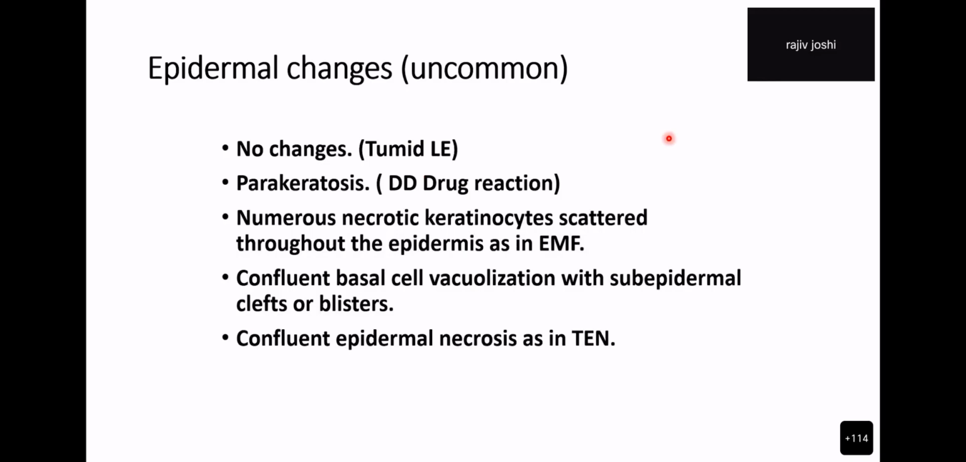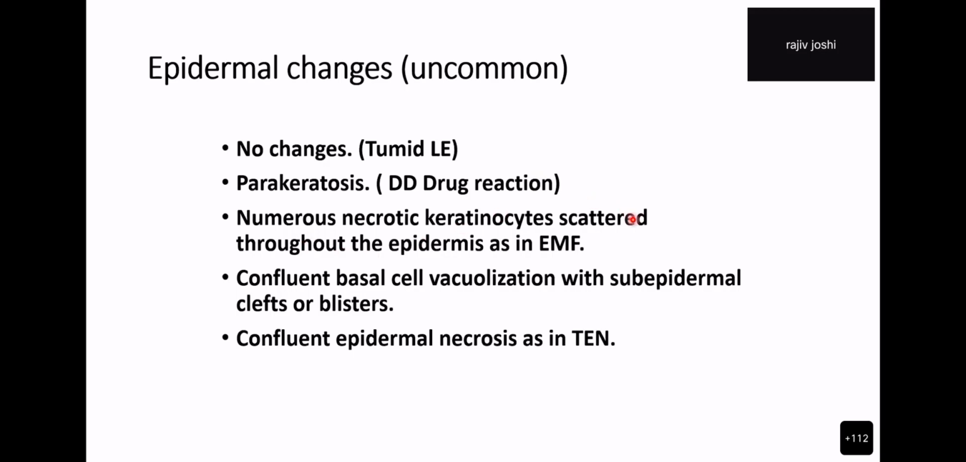Lupus erythematosus, that is tumid LE, where no epidermal changes are there. Jessner's lymphocytic infiltrate, polymorphous light eruption, pseudolymphoma or lymphocytoma cutis, and lymphoma. All of them will have these nodular infiltrates of lymphocytes in the dermis. Then parakeratosis, not usually seen, but sometimes you can get it in LE. The differential would be a drug reaction, like in lichenoid reactions, where you get parakeratosis. Lupus-like drug reactions can also occur, or interface drug reactions can occur, in which parakeratosis is not uncommon.